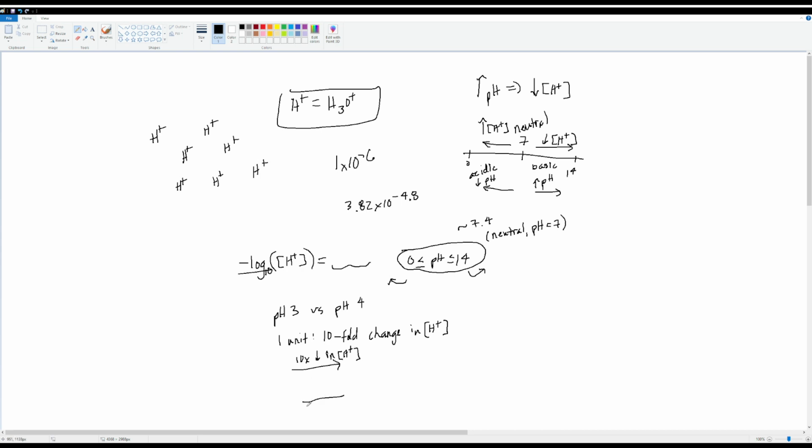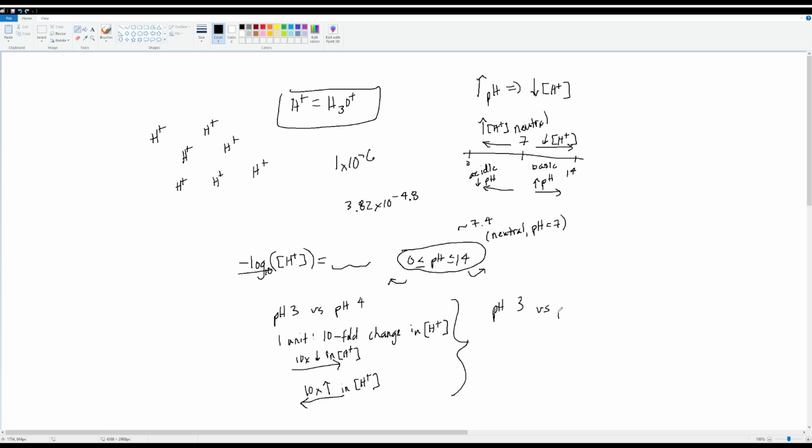Okay, and now if we did pH 4 to pH 3, is this a 10 times increase or 10 times decrease? Ten times increase. I believe he even said at one point that this will 100% be a question on the exam. Yes, I've seen a lot of his exams, a lot of exams just in general, and this is a very common question.